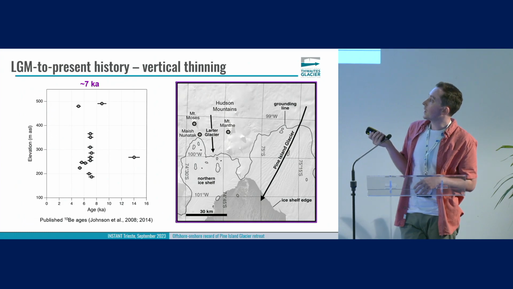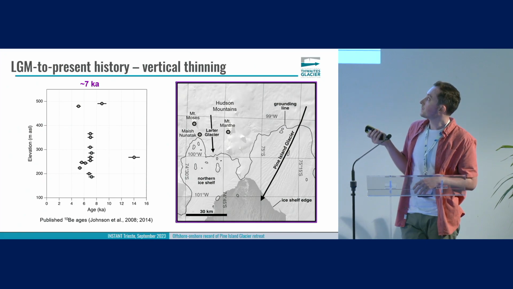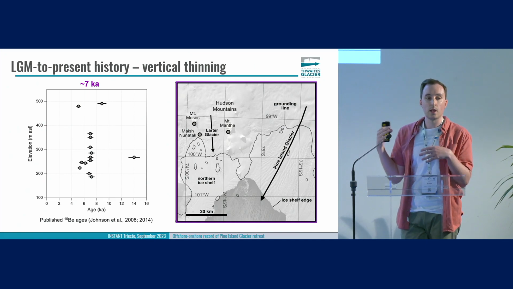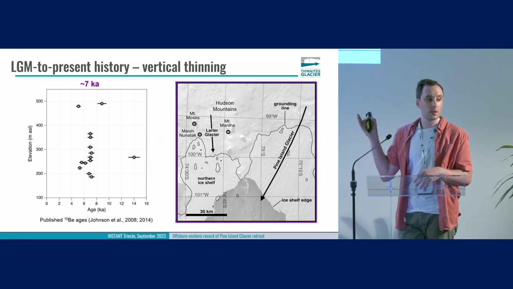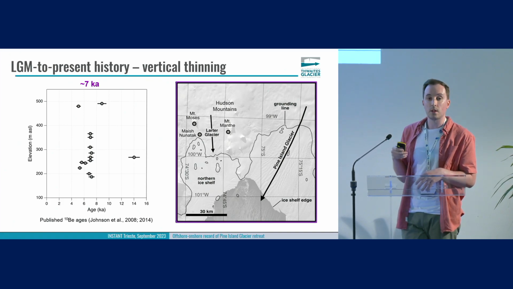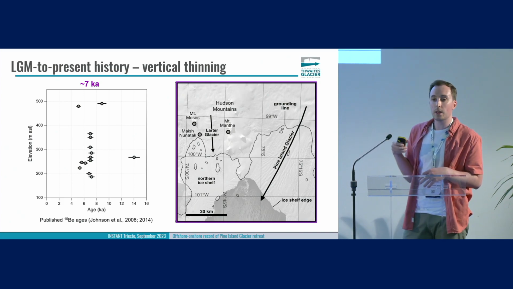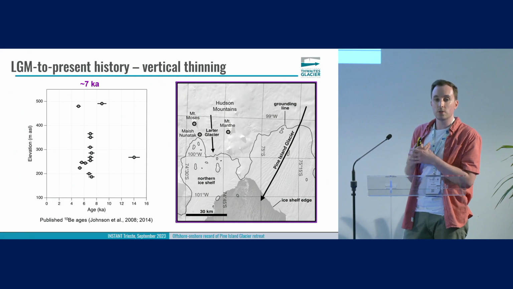And these ages over here, so you'll see another plot of this later, we've got the elevation and then the age down here. And you can see these ages. So these will tell us when Larter Glacier thinned to reveal these mountain surfaces. And you can see most of these ages are around 7,000 years ago. So we know that Larter Glacier here thinned quite quickly around 7,000 years ago by hundreds of meters.